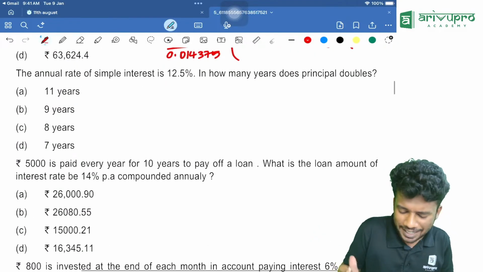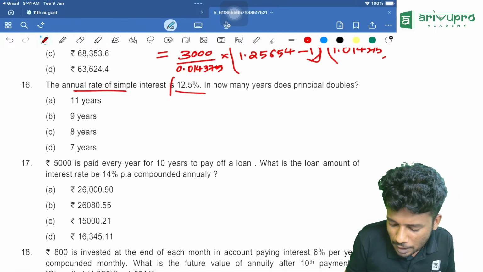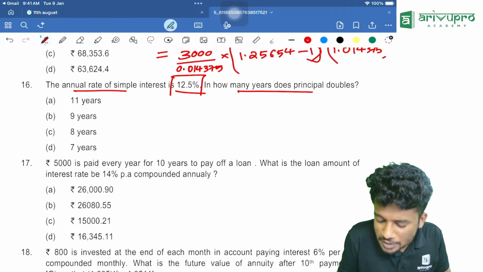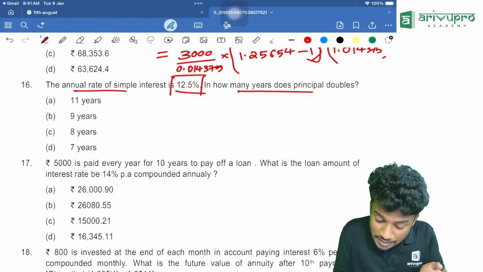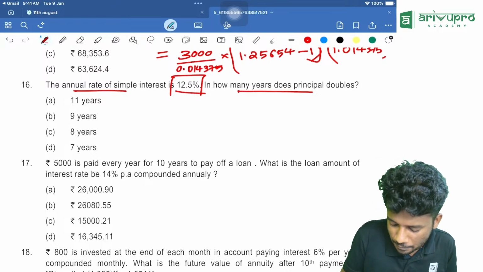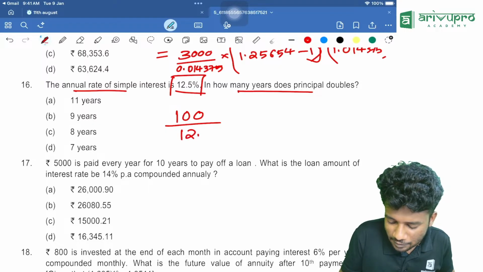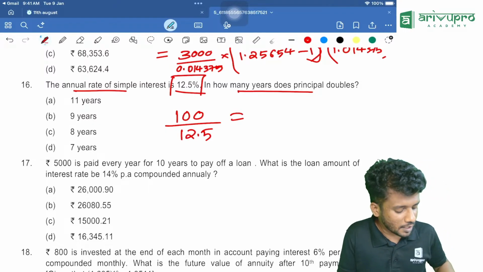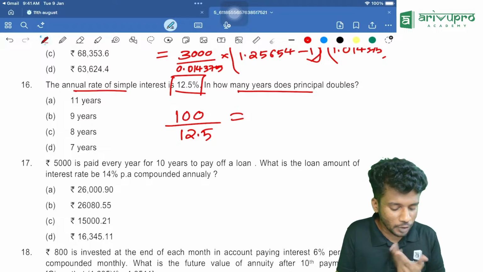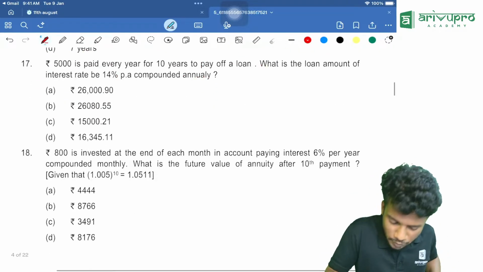Next one, direct question, easy question, shortcut is there. Annual rate of simple interest is 12.5%. In how many years does the principal double? Very easy question. Here, we know that the easy method is 100 divided by the given value, which is equal to how much? 100 divided by 12.5 is equal to 8 years. Answer is option C. Next one.